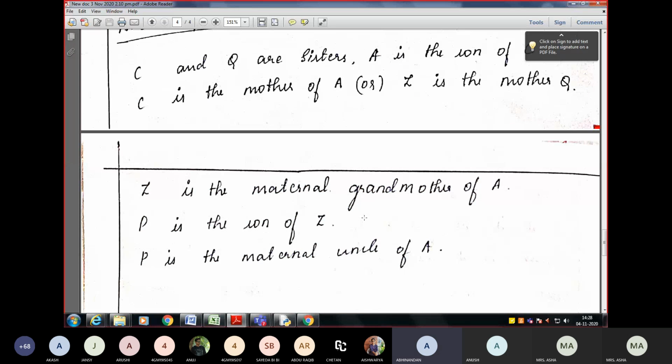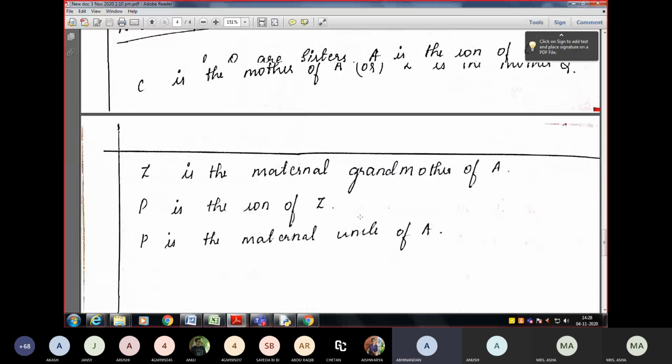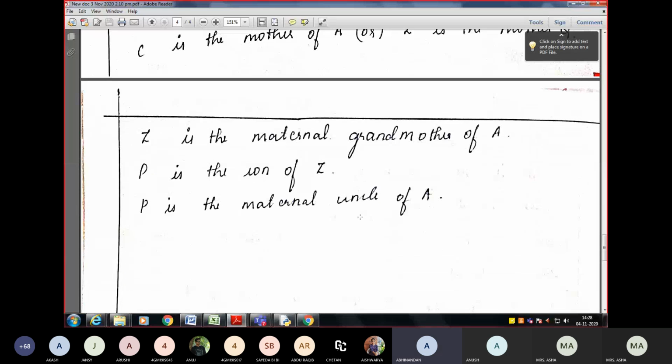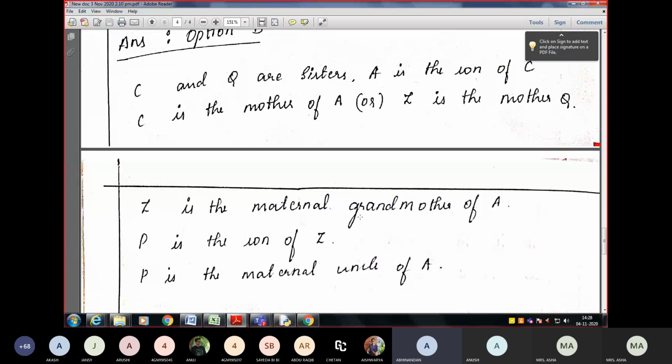C and Q are sisters. A is the son of C and C is the mother of A. C is the mother of A and Z is the mother of Q. Z is the maternal grandmother of A. P is the son of Z. So we can say that P is the maternal uncle of A.